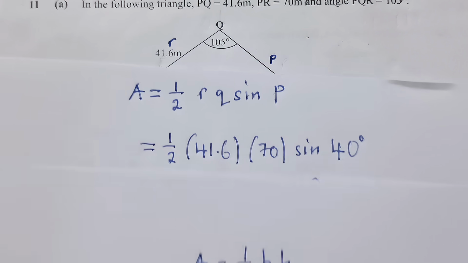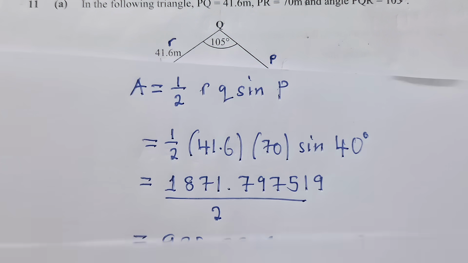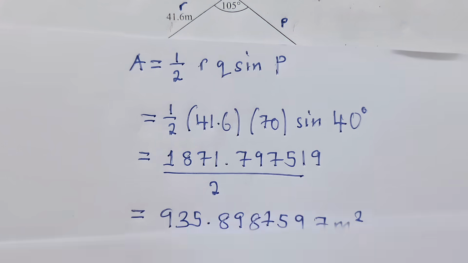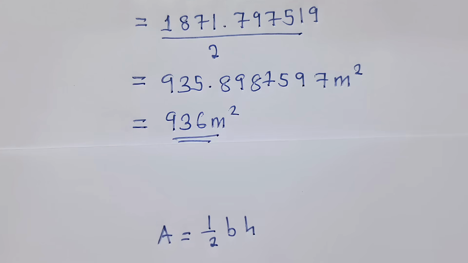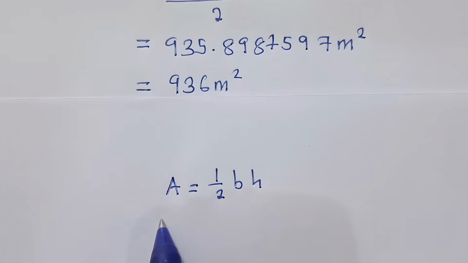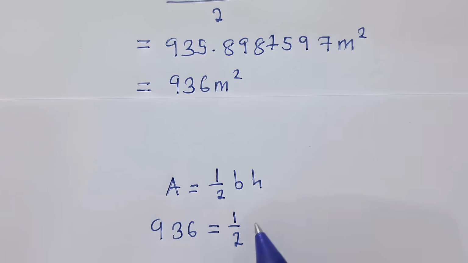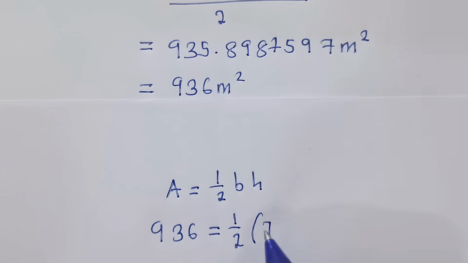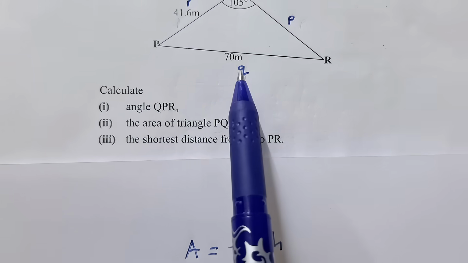Where there is a here, what are we supposed to substitute? It's the previous answer we found, the area, okay? So the area was 936. That's our area. 1 over 2, and then for our B, it's 70. H, we're calculating for H. Now let me show you where B is coming from. This 70 is coming from here.